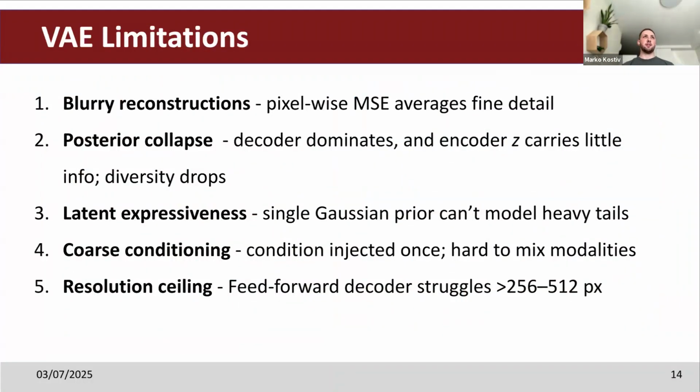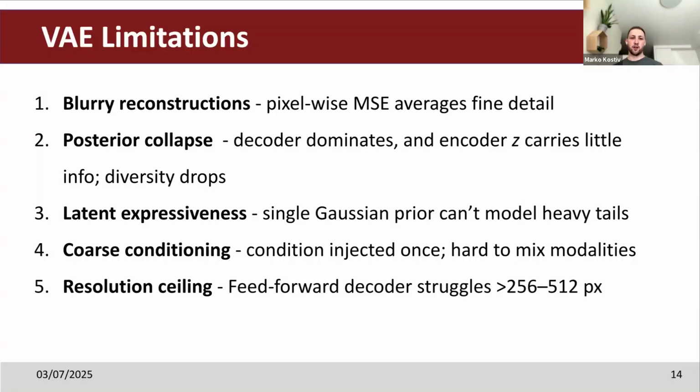So what are the VAE limitations? We got these blurry reconstructions that we mentioned. The pixel-wise MSE averages out fine detail. You get the posterior collapse. So what does it mean? During the training, usually the decoder dominates. It just learns to decode any embedding that you provide into a meaningful image. And this results in the encoder's Z carrying very little information. So the KL divergence doesn't contribute enough, and diversity drops.